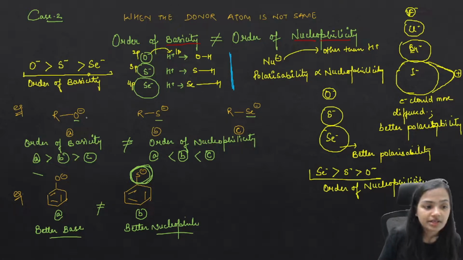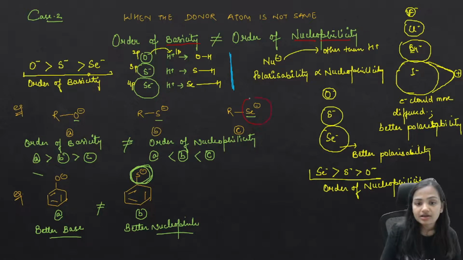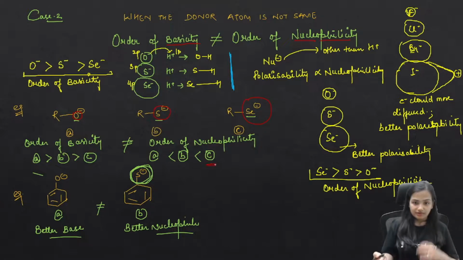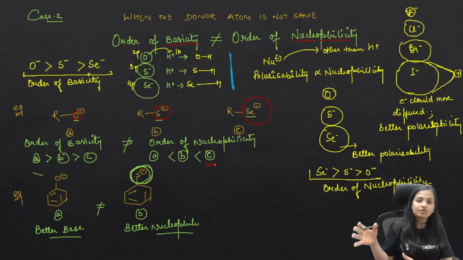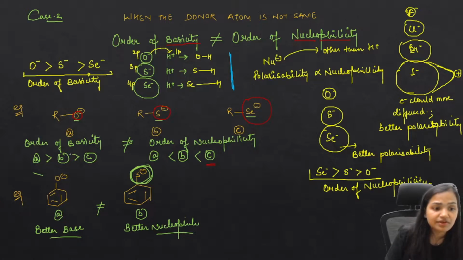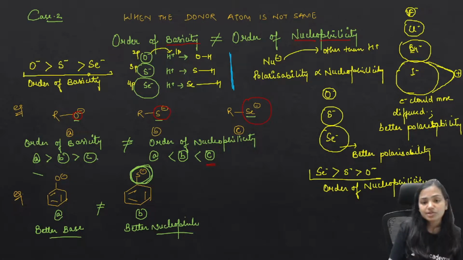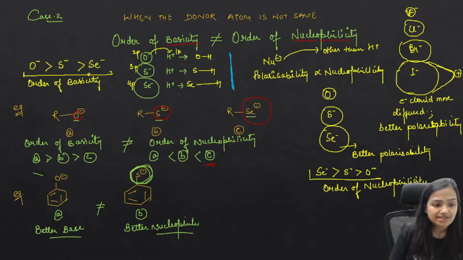Here we take O negative, S negative, Se negative. Se negative is a bigger nucleophile than the others, so ultimately C is going to be a better nucleophile. This is the take for nucleophilicity. And we know that the basicity order is going to be opposite. What is the reason?